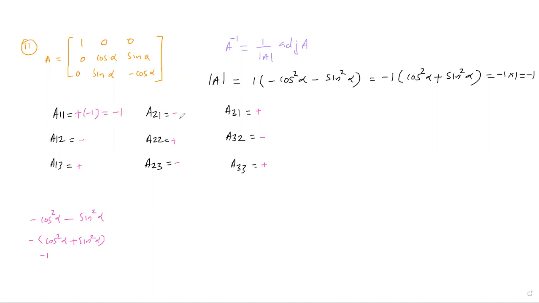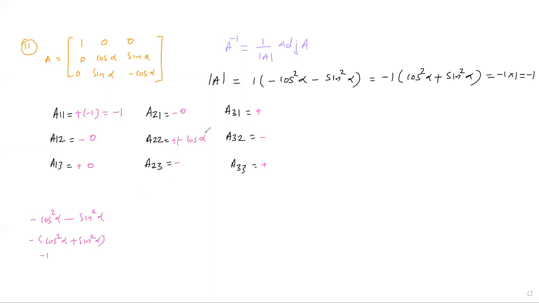Now 1, 2. For this element, just eliminate the row and column. The rest is 0 into something, minus 0 into something. It is 0. Again, this one, this column and row gone. The rest is 0 into sin alpha, minus 0 into cos alpha. 0. Then 2, 1. For this element, that row and column gone. The rest is 0 into minus cos alpha, minus sin alpha into 0. It is 0. Then 2, 2, cos alpha, that row and column gone. So 1 into minus cos alpha, minus 0 into 0. So minus cos alpha.